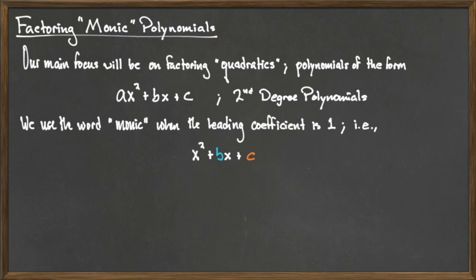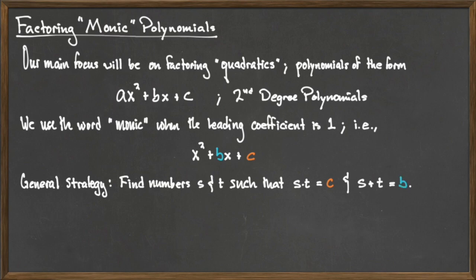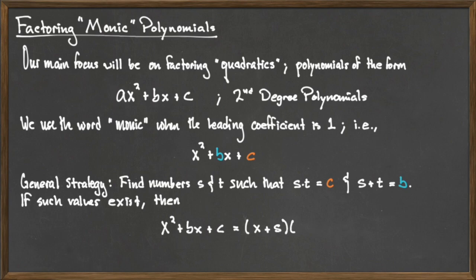So a more reduced form of what we'll look at first is a quadratic or a second degree polynomial of the form x squared plus bx plus c. The general strategy is the following. I want to look for numbers s and t such that s times t is equal to c, the constant term, and s plus t is equal to b, that middle coefficient. And if such values exist, then I can factor x squared plus bx plus c as x plus s times x plus t, knowing that the numbers s and t could be negative.